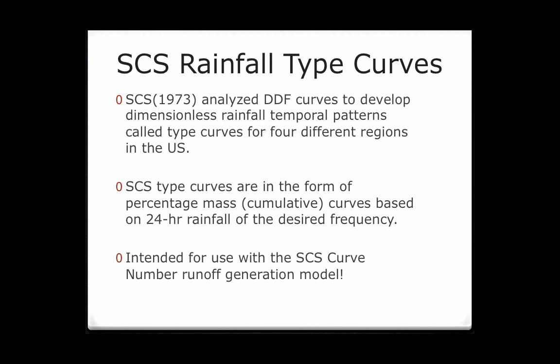Okay, so the SCS type curves. In the 1970s, the Soil Conservation Service, currently known as the Natural Resource Conservation Service, no telling what it's going to rename itself in a few years, analyzed depth, duration, frequency curves to develop a dimensionless rainfall pattern called type curves for 4 different regions of the United States. It covers all the United States. They're in the form of something called a percentage mass, or a cumulative curve. And the key thing about them that's important is their time base is 24 hours.